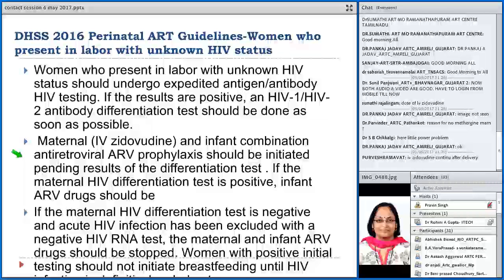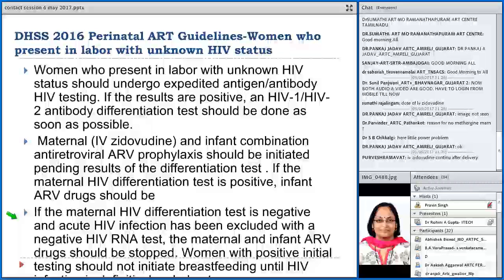I'll be telling you about it. It's a combination of nevirapine and zidovudine prophylaxis syrup. Zidovudine is given twice a day for 6 weeks, and nevirapine is given 3 doses. I'll be telling you in another few slides about infant prophylaxis. But this is the difference between NACO guidelines and US guidelines.